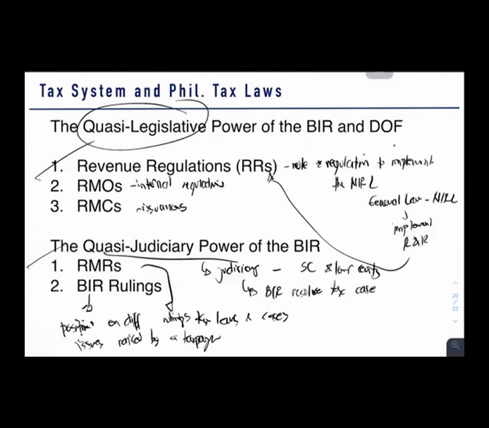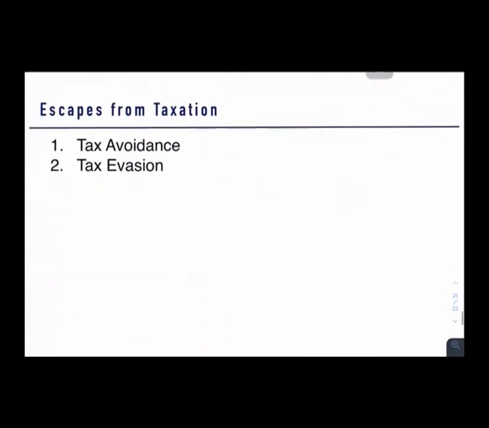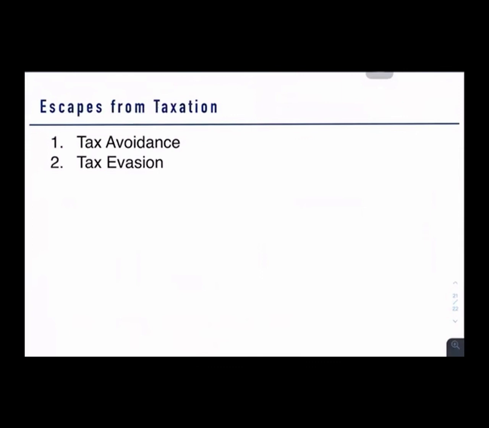Okay, and we go now to your escapes from taxation, or second to the last topic. So why do we say that these are escapes from taxation? Because the tax burden is escaped. So you have a tax liability, but you are not to pay the tax liability. And in paying or not paying the tax liability, that can be tax avoidance or tax evasion. When we say tax avoidance, this is a legally permissible means or escape of taxation, while tax evasion is illegal.